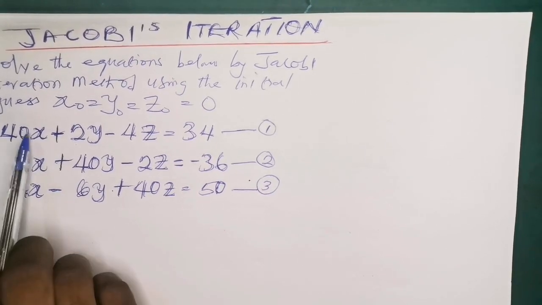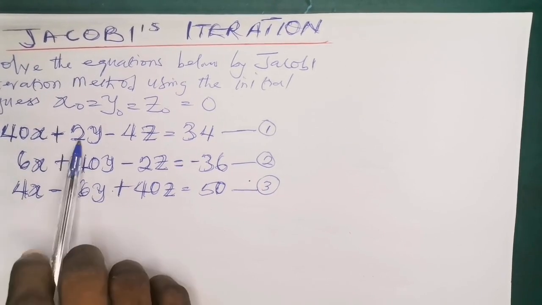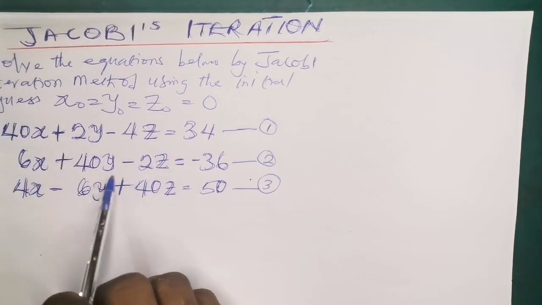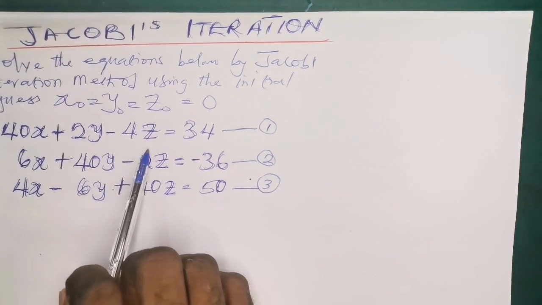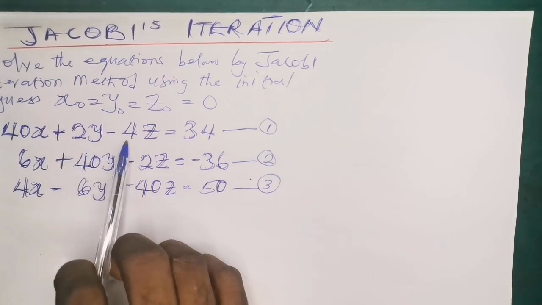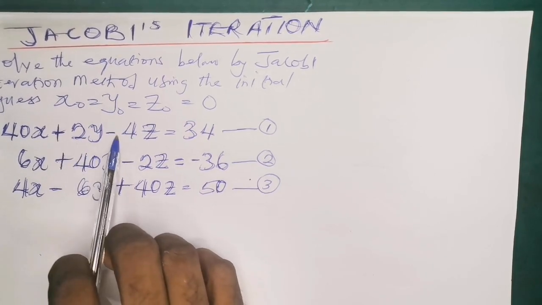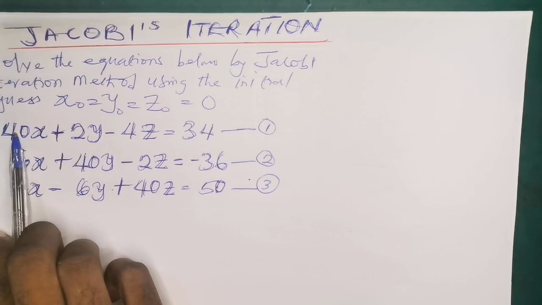In equation 1, the coefficient of x is 40. Now, let's add up the coefficients of y and z. Mind you, you are not including the negative sign when adding up. Just pick only the magnitudes and sum up. The coefficient of y is 2. The coefficient of z is 4. We are omitting the negative sign. So you have 2 plus 4, which gives us 6. Obviously, 40 is greater than 6.